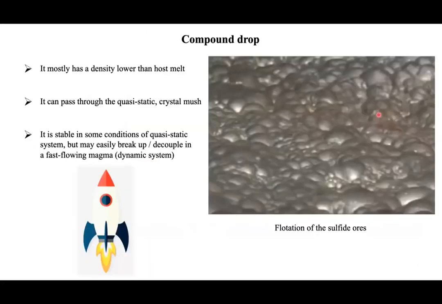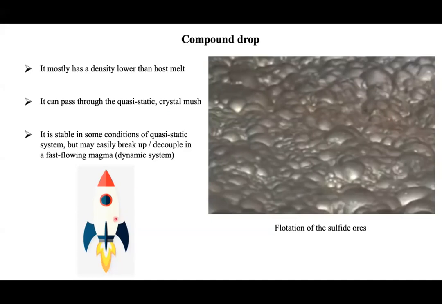So finally, we have a small conclusion about the compound drop. Firstly, it mostly has a density lower than the host melt. Secondly, it can pass through the static crystal mesh. Yeah, sometimes it can pass through. Thirdly, and very important, it can be stable in some conditions of the static system, but it can easily break up or decouple in a faster flowing magma at a very slow dip.